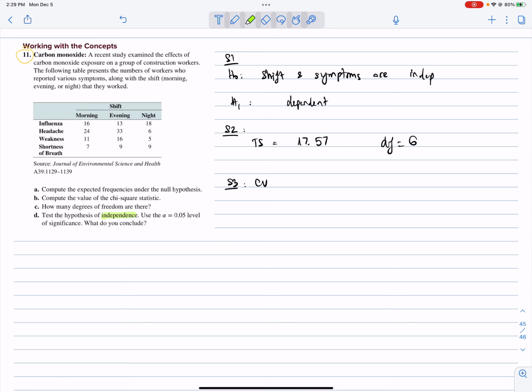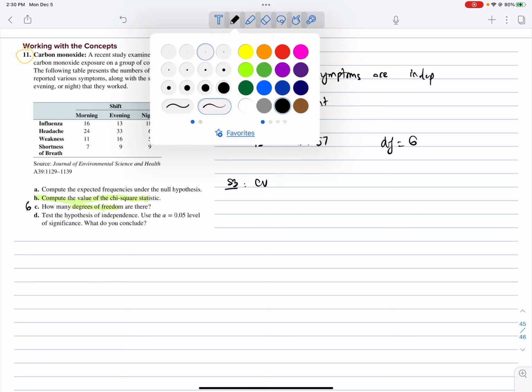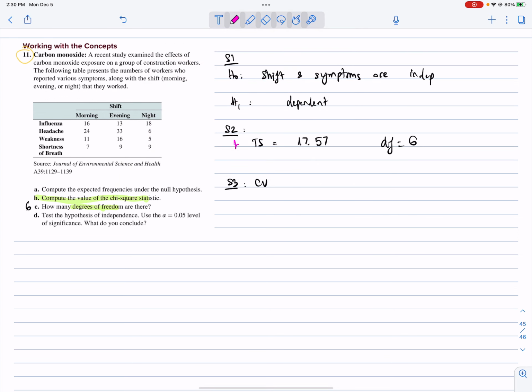So we already answered the degree of freedom right here. So that is 6, right? And the chi-square statistic is part B. So this is part B right here, and this is part C. The expected frequency, I will show you later.